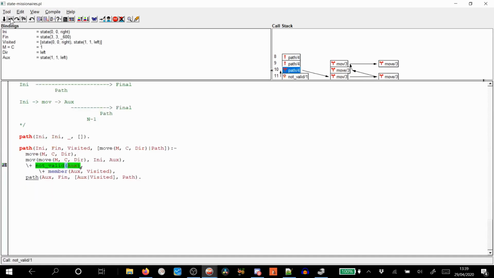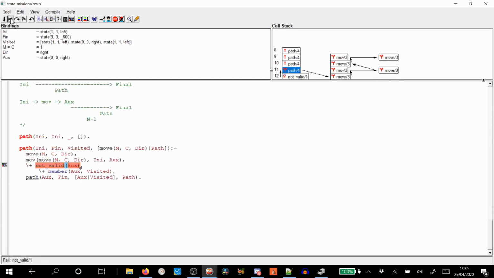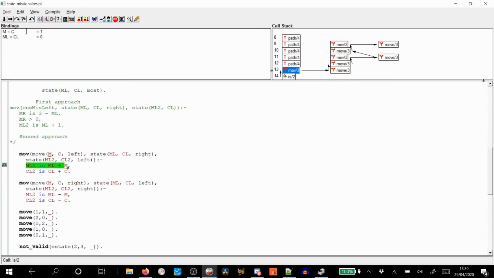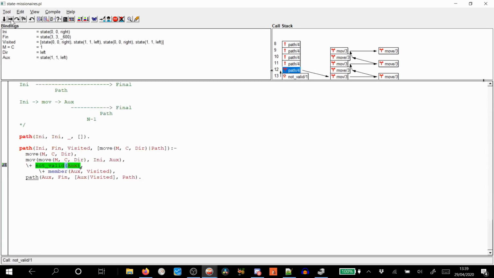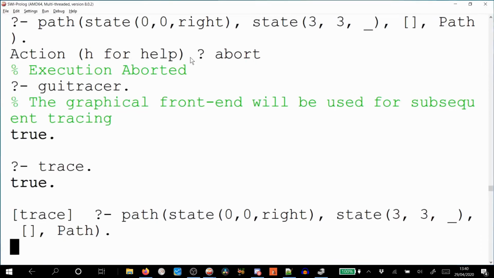Let's see what happened. As I told you, I always repeat the same 1 0 0 1, 1 0 0 1. We are moving one cannibal and one missionary from left to right all the time. You see? 1 0 0 1 1 0 0 1 1 and so on. We will repeat this loop always. So now let's finish that.